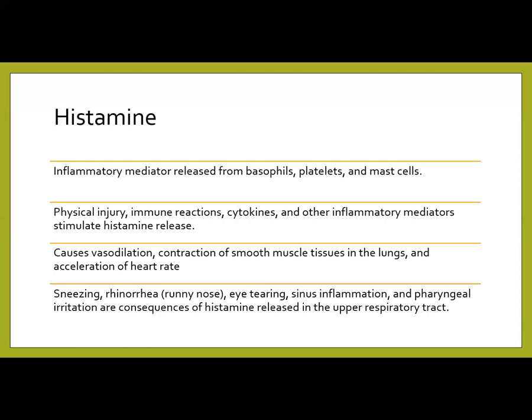Histamine in turn causes vasodilation, contraction of the smooth muscle tissues in the lungs, and acceleration of the heart, which makes sense because if I release histamine, I'm getting that vasodilation and the permeability we talked about in stage 1. I'm contracting the smooth muscles, and I'm also increasing my heart rate. Some signs and symptoms of having a lot of histamine would be sneezing, rhinorrhea, which is your runny nose, eye tearing, sinus inflammation, and pharyngeal irritation. Those are the consequences of having histamine released in the upper respiratory tract.